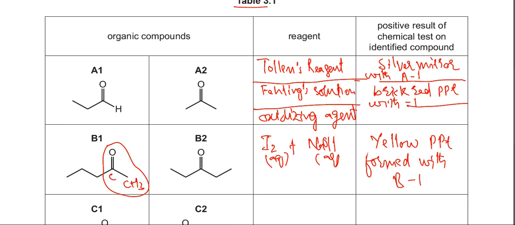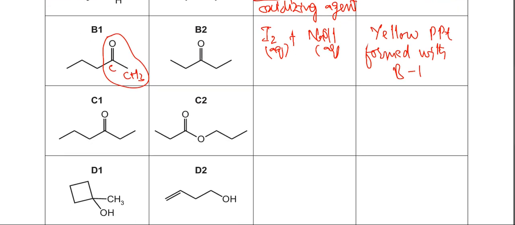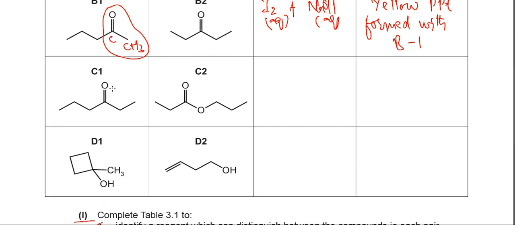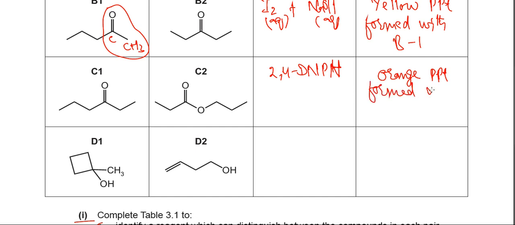Again proceeding, in C1 and C2 you can see this is a ketone whereas this is an ester. So how to distinguish? Simply add 2,4-DNPH, and you can even write the complete name, 2,4-dinitrophenylhydrazine. This will react with the carbonyl group giving an orange precipitate formed with C1 but not with C2.